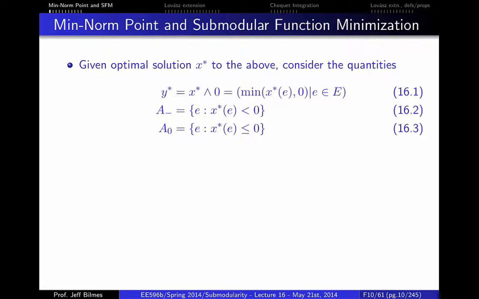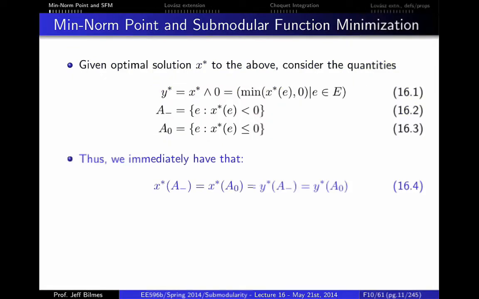And define a couple of different vectors. Let's define y, which is going to be the non-positive elements of x. So every time x is positive, we're just going to set it to 0. So y star is another vector. Remember the symbol is the meet of x star and 0. So basically, any positive element we're just setting to 0. The negative elements stay put. And then A minus is going to be all of the elements that have negative valuation in x star. And then A naught are all of the elements that have non-positive evaluation in x star.